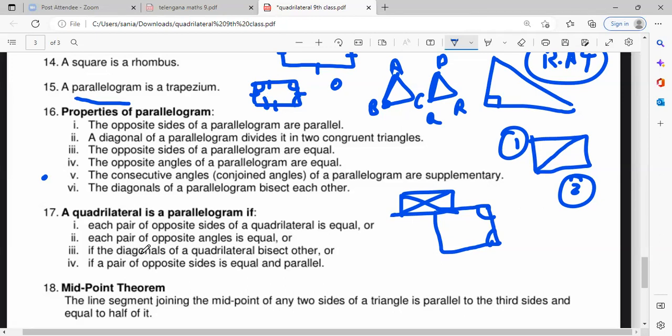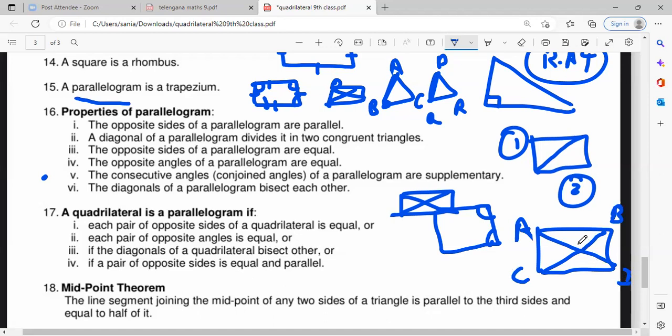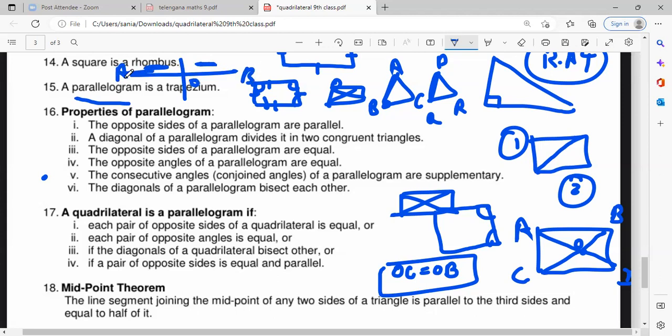Or if the diagonals of the quadrilateral bisect each other. For example, if this is your quadrilateral and these are the diagonals, this is A, this is B, this is C, and this is D, and this is O. Over here, if OC is equal to OB, they are equal. So you can say, ma'am, they are bisecting each other, because bisecting means two equal parts. For example, this is the line and this is the line which is bisecting, so this line is equal to this line. This AO should be equal to your OB, so if these are the two diagonals, OC is equal to OB like this.